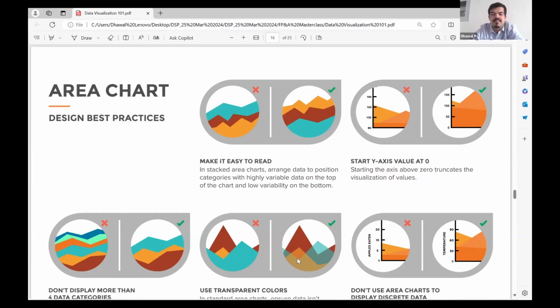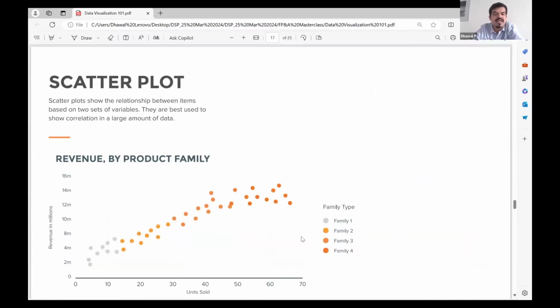If there are multiple variables that you're using, then it's better to use a little bit of transparency so that they are able to see the area of the element as well. Then there are scatter plots. So scatter plot always helps you understand a certain element, the concentration of certain element, where a certain cluster is getting concentrated.